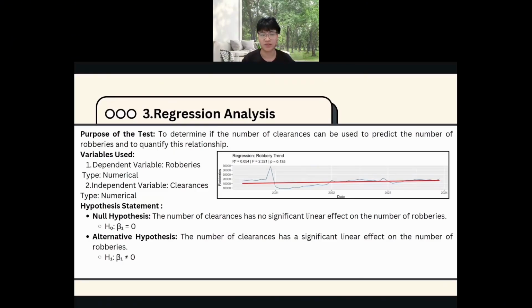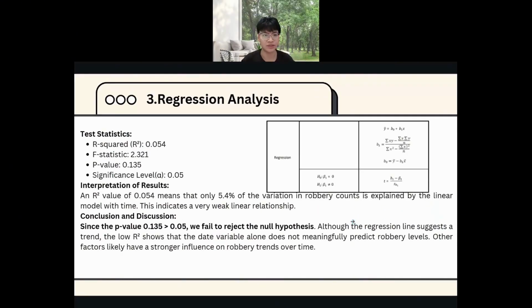Let me explain the hypothesis statements. The null hypothesis states that the number of clearances has no significant linear effect on the number of robberies, while the alternative hypothesis states that the number of clearances has a significant linear effect on the number of robberies. And you can see that there is a picture here, and here is the result of our R programming for this regression analysis. Next, we proceed to the test statistics.